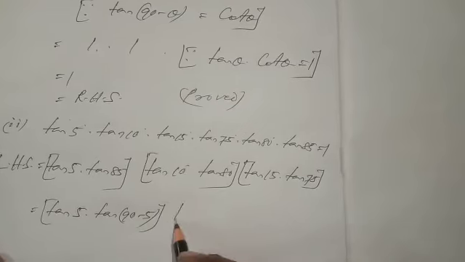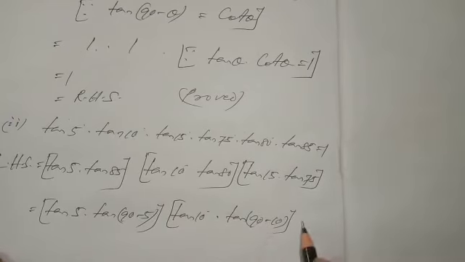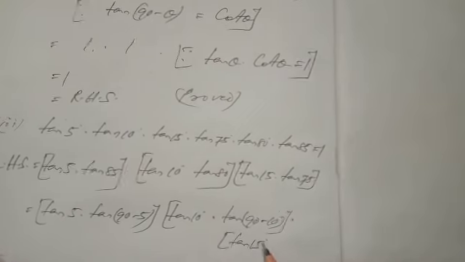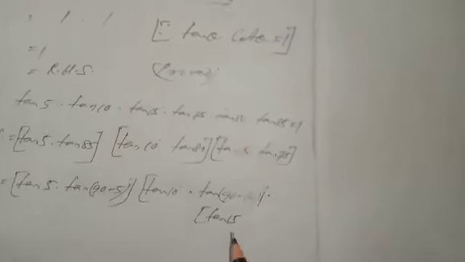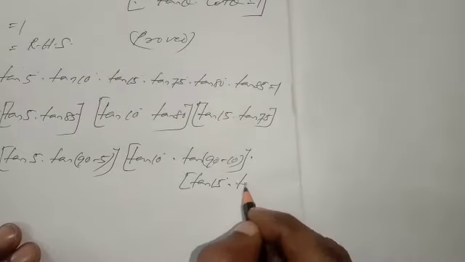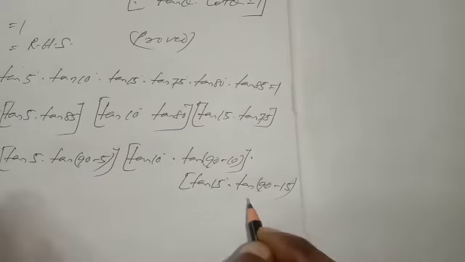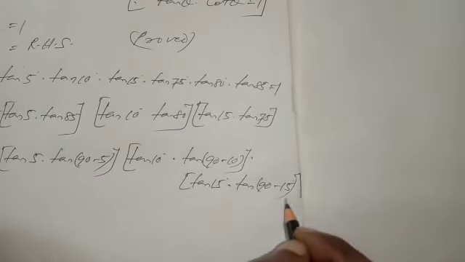Again here, tan 10 degree, tan 80 means what? Tan 90 minus 10. Make it another group. Here also same thing. Tan 15 degree into, I have to change 75. Means 75 means what? 90 minus how much? 15 degree. Okay, this is one other group.